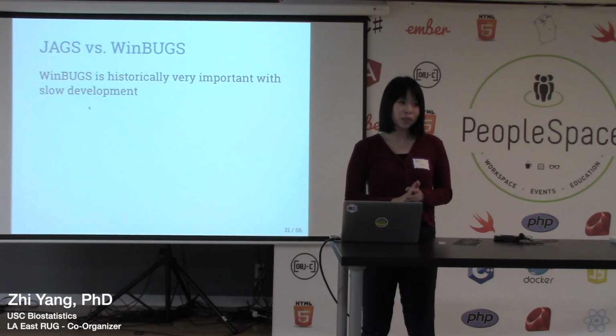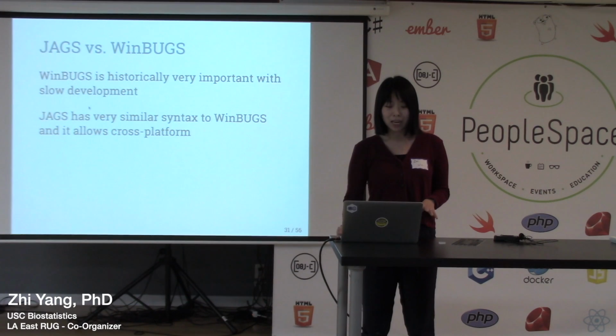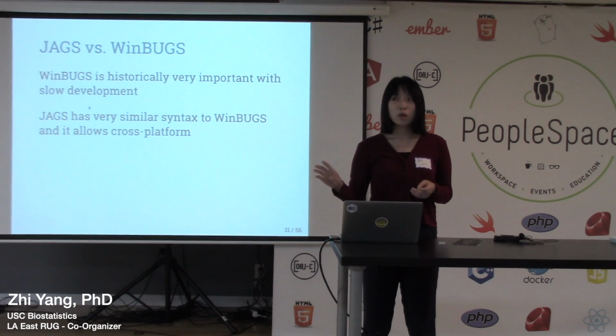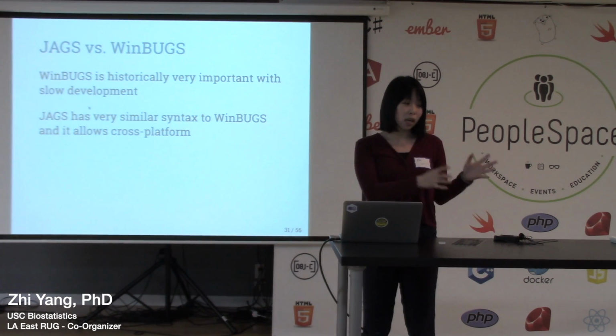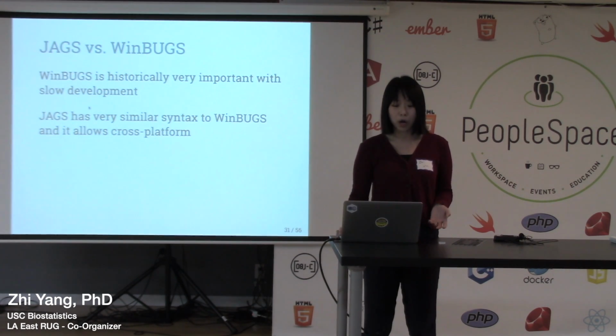And then I always think that if you choose a language, you also choose the community behind it. So in terms of that, I don't really highly recommend WinBUGS. JAGS has a very similar syntax to WinBUGS. For most of the times, sometimes you want to look at examples. You don't really have to look into JAGS examples. You can just see WinBUGS examples, and then you can pretty much just write down your JAGS models.